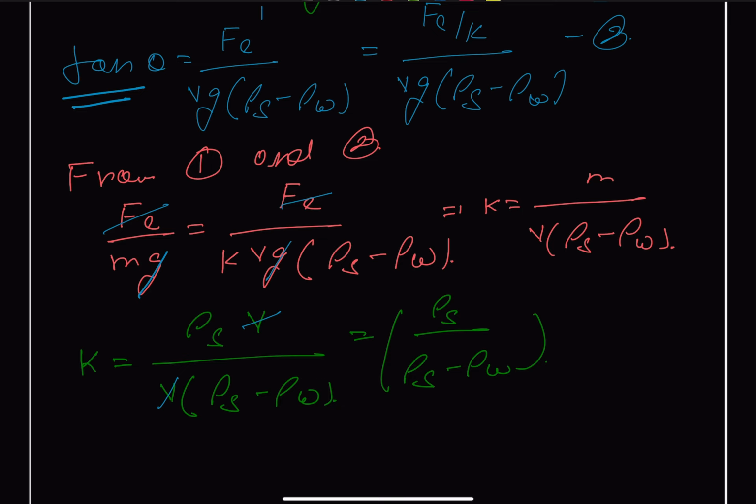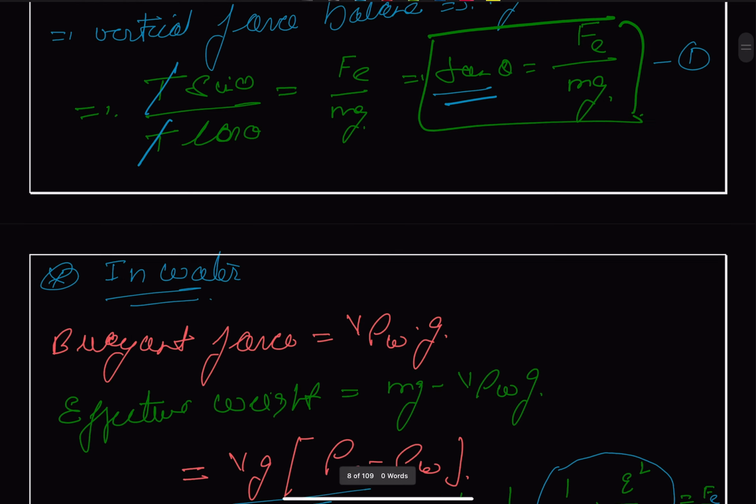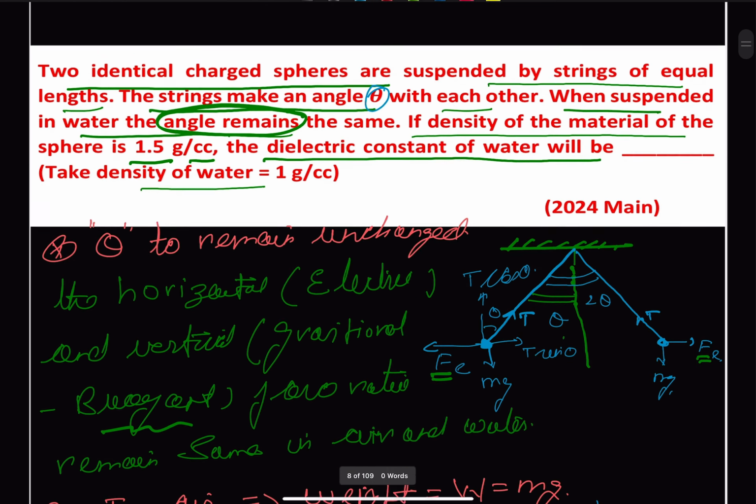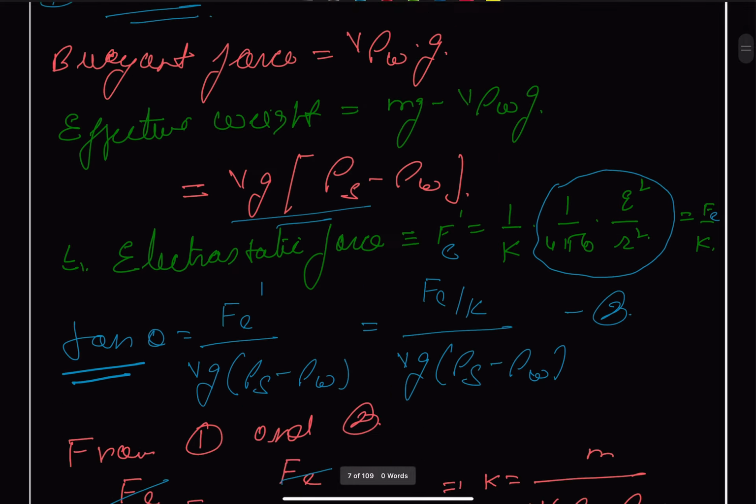We simply substitute it. This is our 1.5, and here we get 1.5 minus 1. So the value of K will be equal to 1.5 divided by 0.5, which gives us 3. So the dielectric constant of the water is 3. Next question.